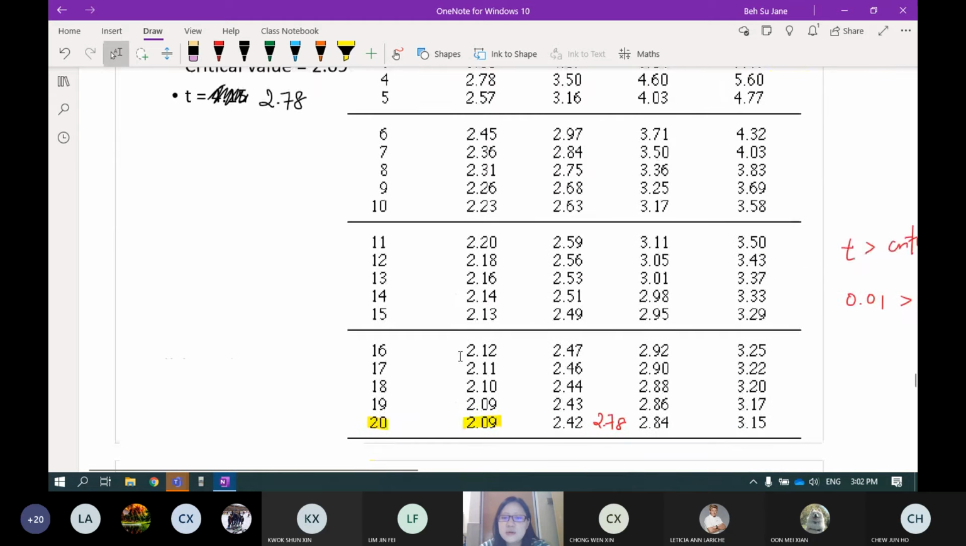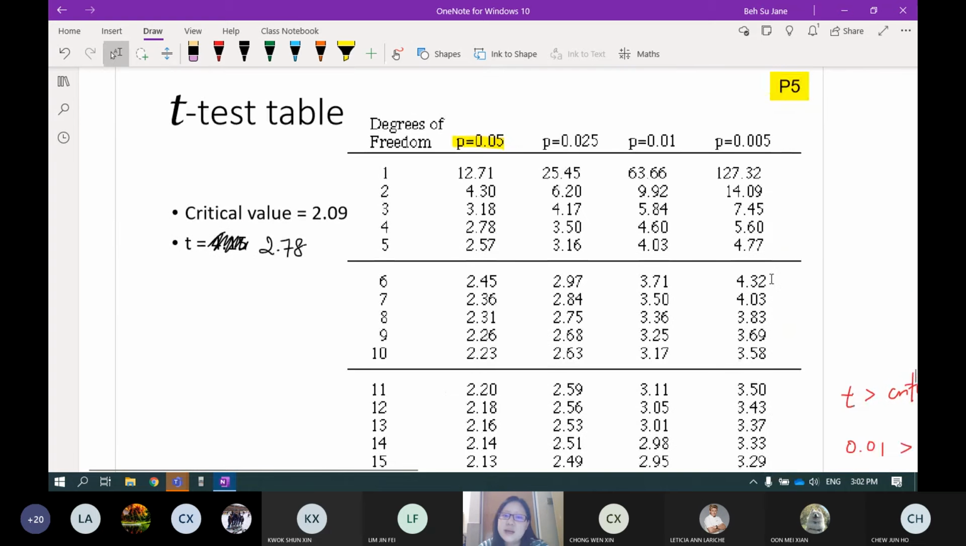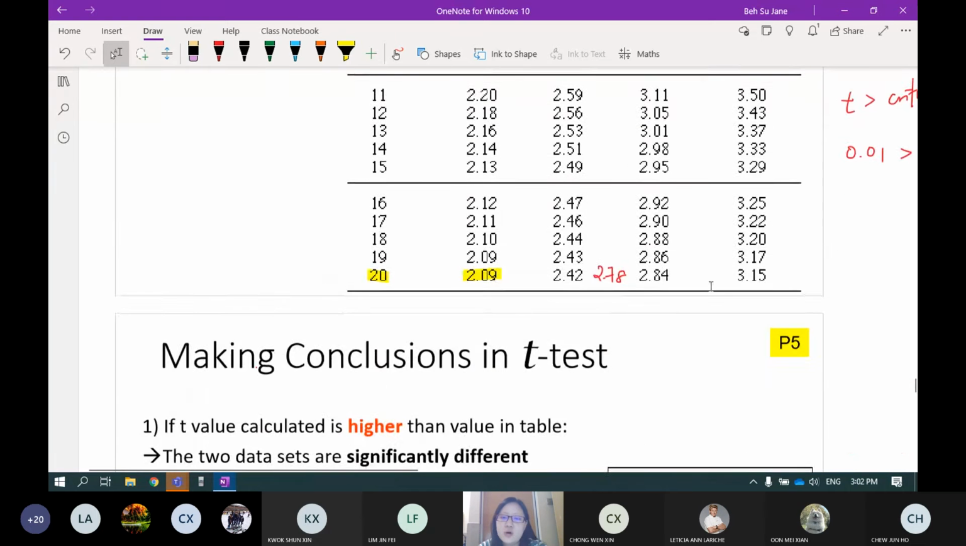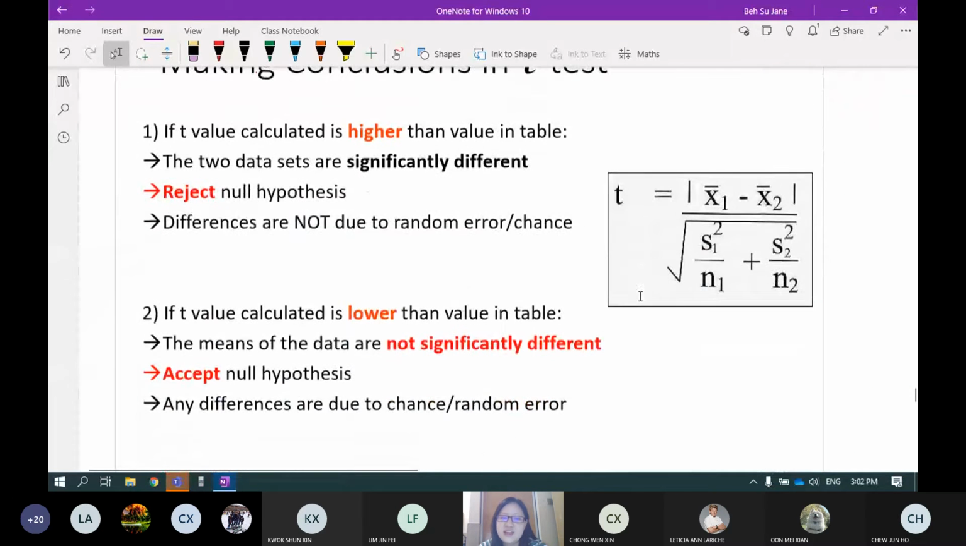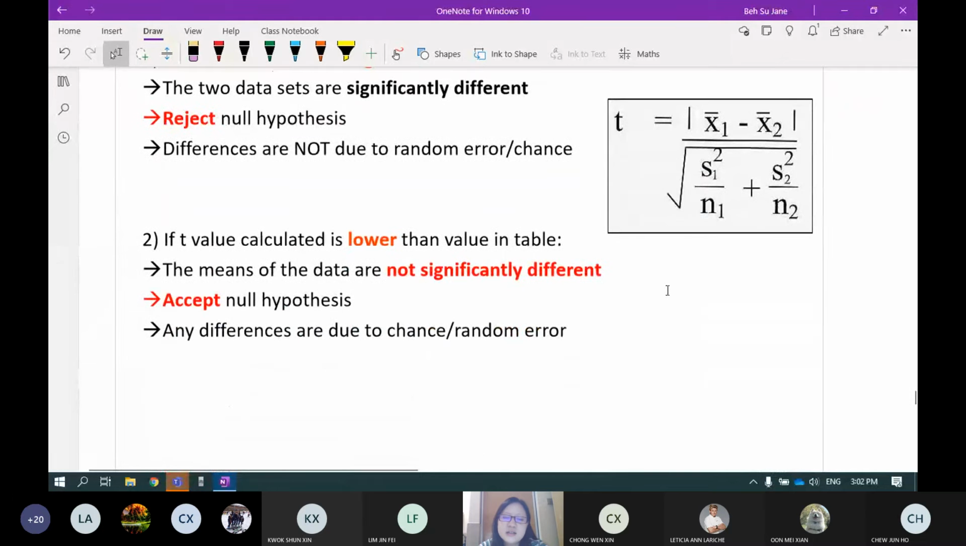Okay, realize that this table here is not the same as the chi-square table. It looks the same, but the numbers are all different. So make sure you know what table you're looking at. Usually, they will give you the right table. You don't need to choose which table to see.